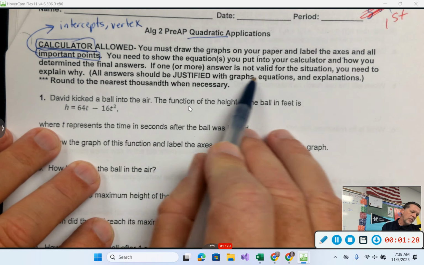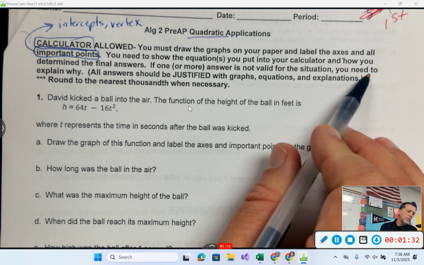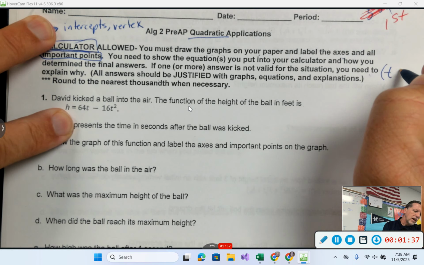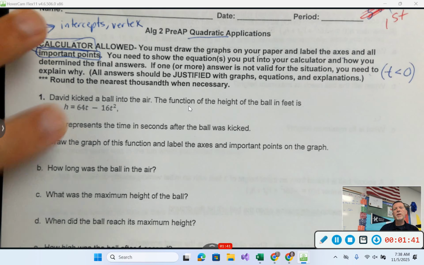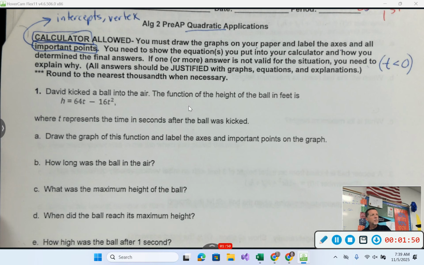If one or more answers are not valid for the situation, and we'll see what that means, explain why. Usually it's because time is less than 0. Maybe not usually, but sometimes. So you're solving this and you get time equals negative 3 seconds. You're like, that doesn't really make sense. I tossed the ball up in the air, and 3 seconds before I tossed it, it was doing something. That doesn't mean anything.